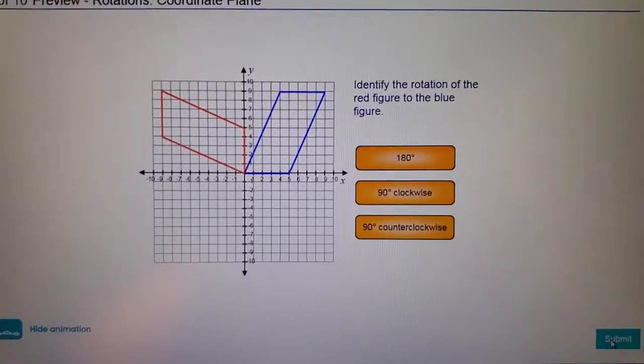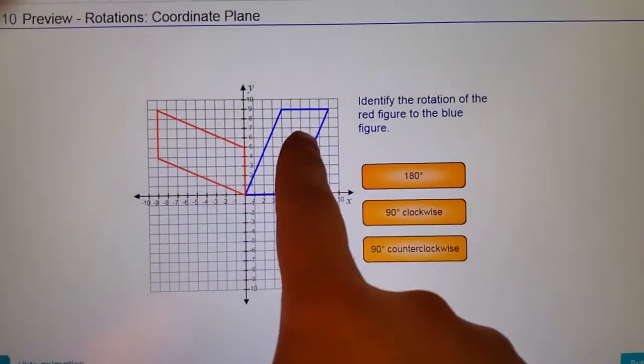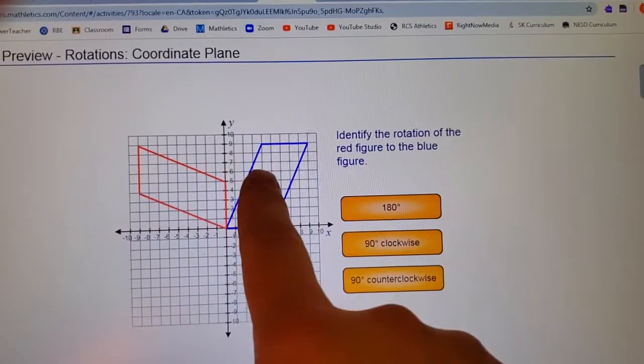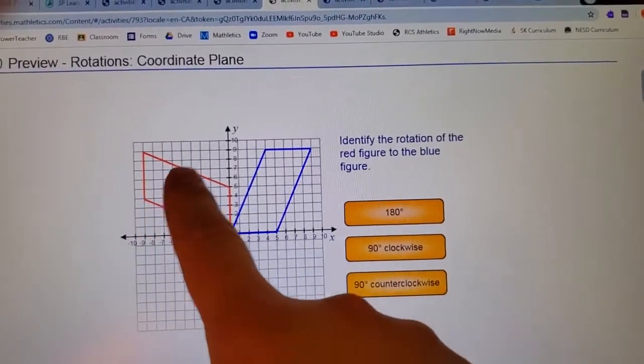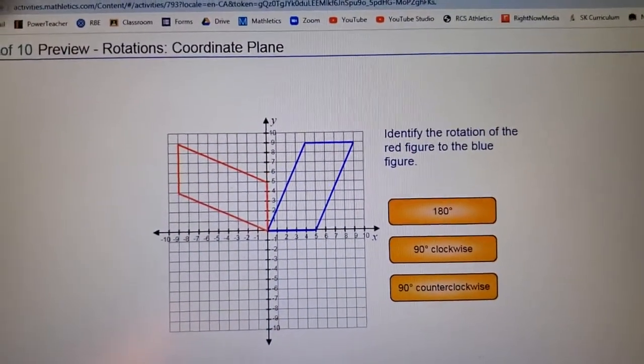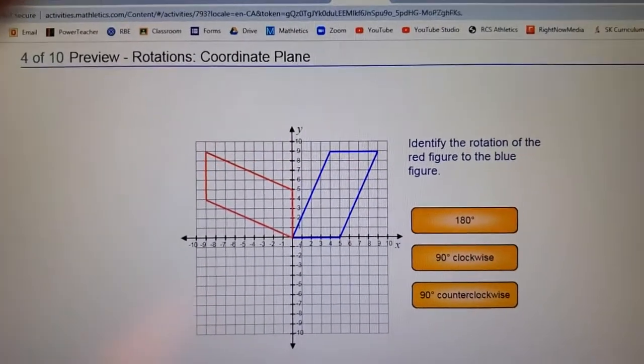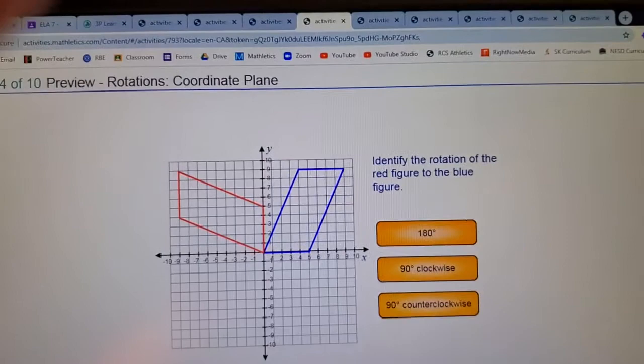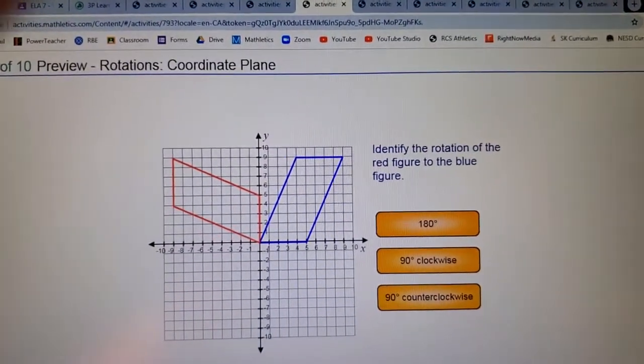And here's another one. It moves one quadrant over. Remember, these areas are the quadrants. They move from one to another, red to blue. It just moved one over. So it's not 180. It's a 90 degree rotation. And it moved from this way. It moved the same way as a clock's hands go. So it's a 90 degree clockwise.